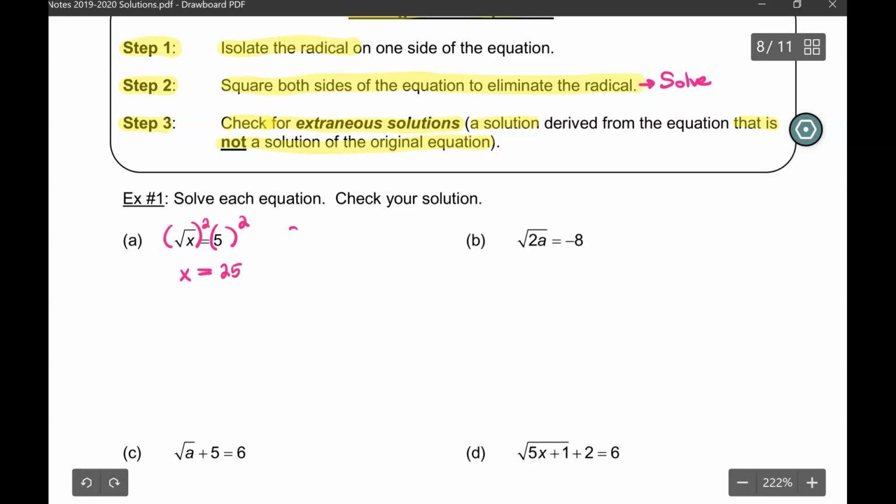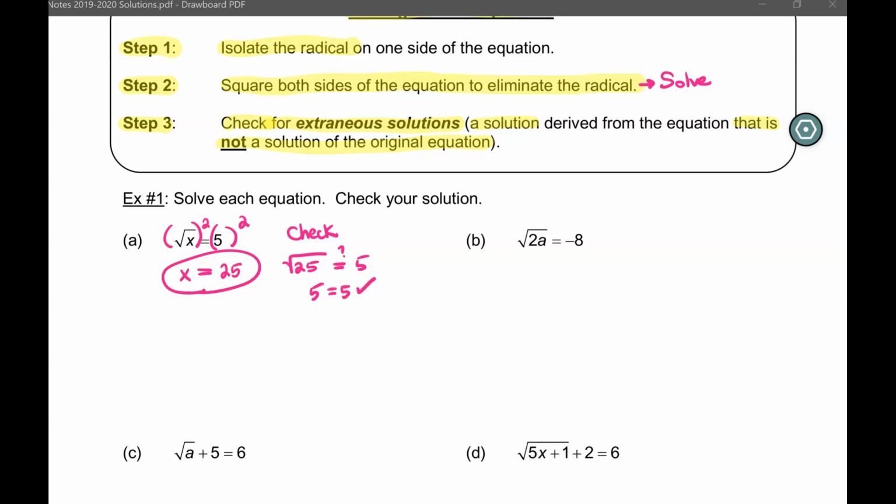Now we want to just double check, so I'm going to go back in here. We're going to check square root of 25. Does that equal 5? Yes, we do get 5 equals 5. So we know that is our solution.